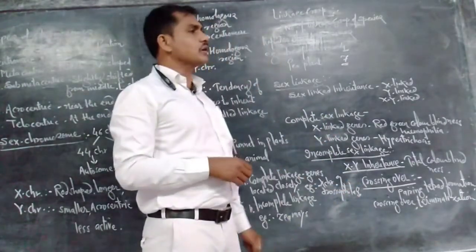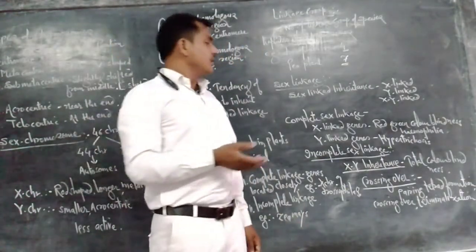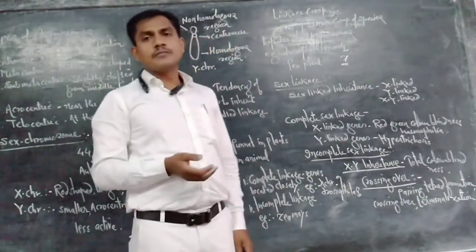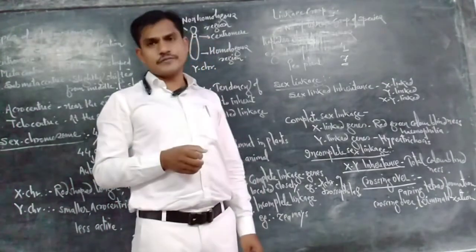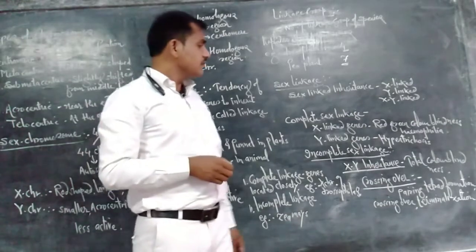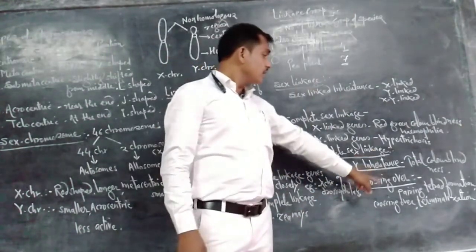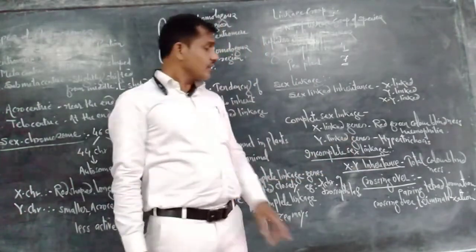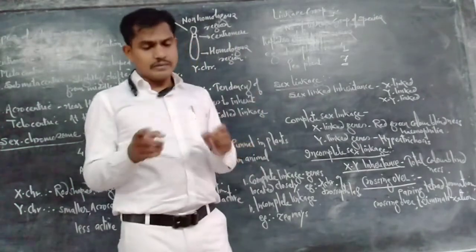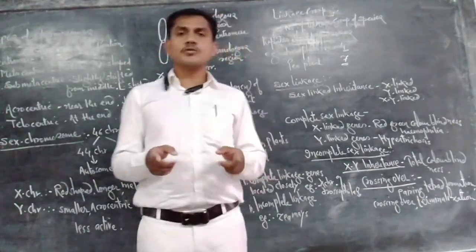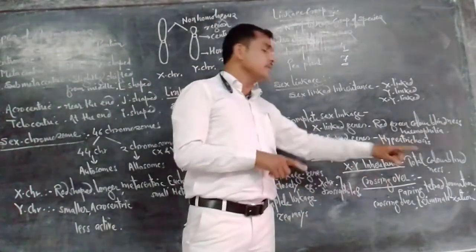Next one is crossing over. It is a very important process in sexual reproduction. In meiosis I, prophase I is the most complicated and longest phase of meiosis, and crossing over occurs here. In prophase I, pairing of chromosomes occurs, then tetrad formation occurs, then the chromatids of homologous chromosomes overlap. This is where crossing over occurs, and then terminalization occurs.